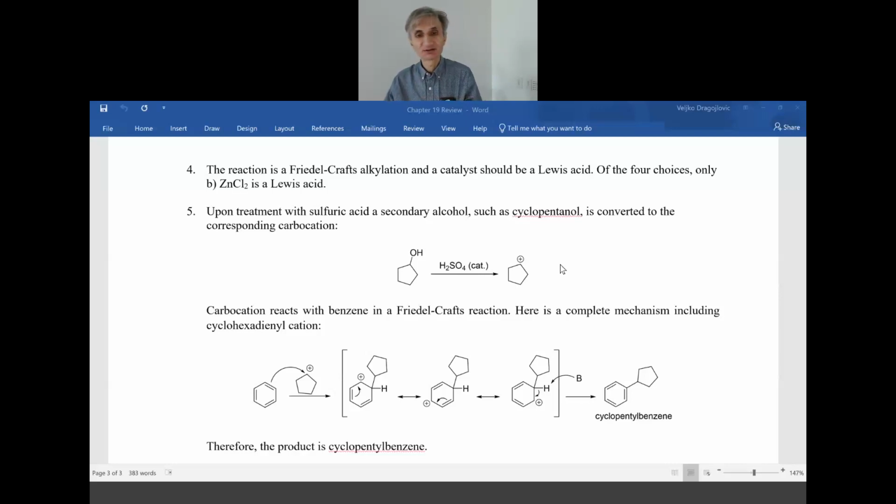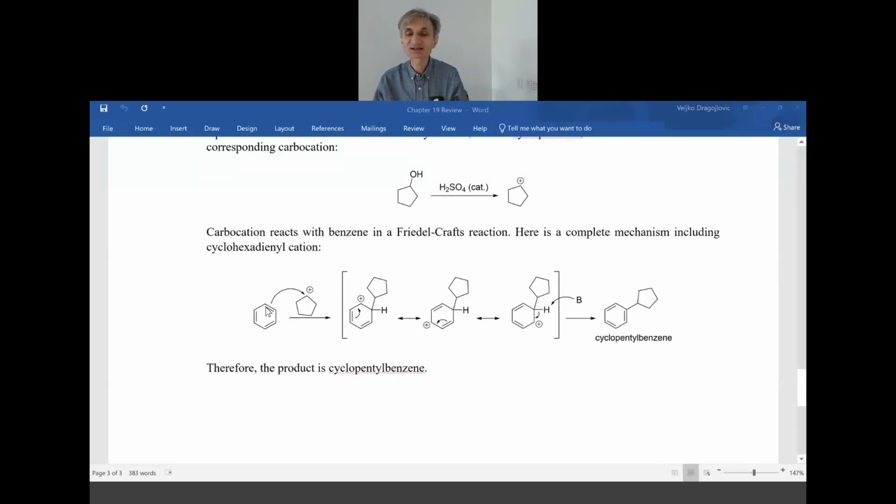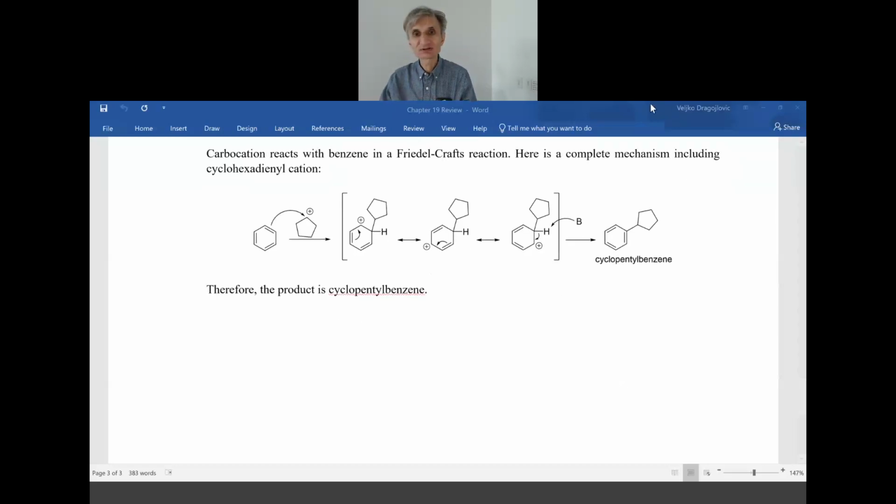And then you may remember that Friedel-Crafts alkylation is a reaction of the corresponding alkyl cation with a benzene ring. And here is the complete mechanism that includes the cyclohexadienyl cation. The pi electron pair forms a bond with cyclopentyl cation, which results in formation of the intermediate cyclohexadienyl cation. Loss of a proton regenerates the benzene ring, and the product is cyclopentyl benzene. So this completes the review of chapter 19.